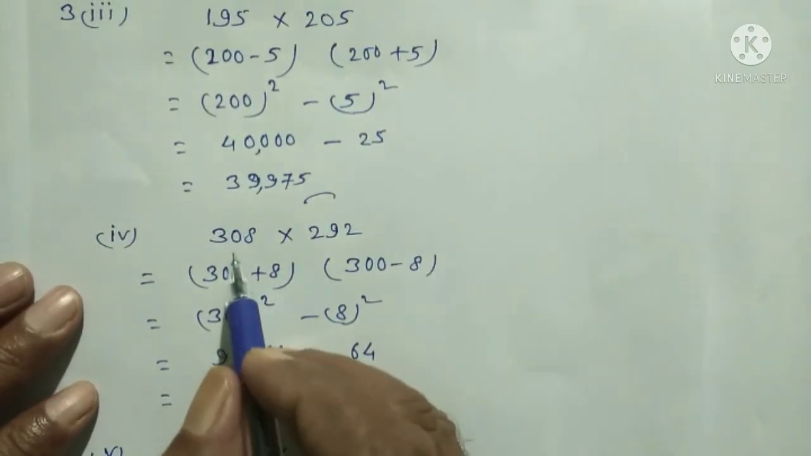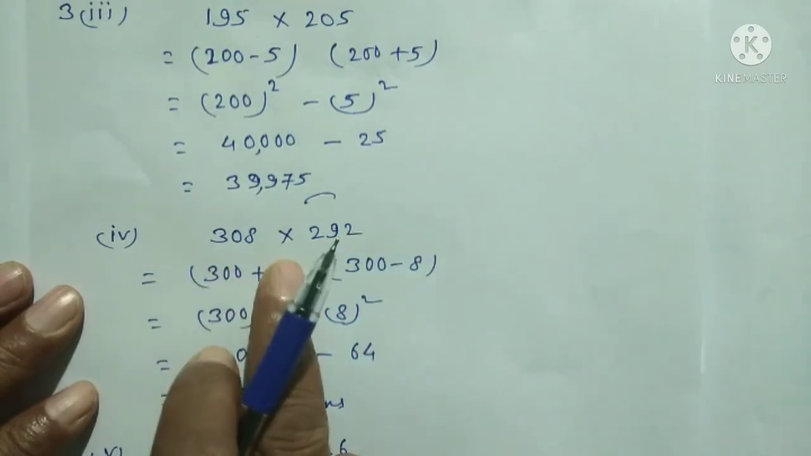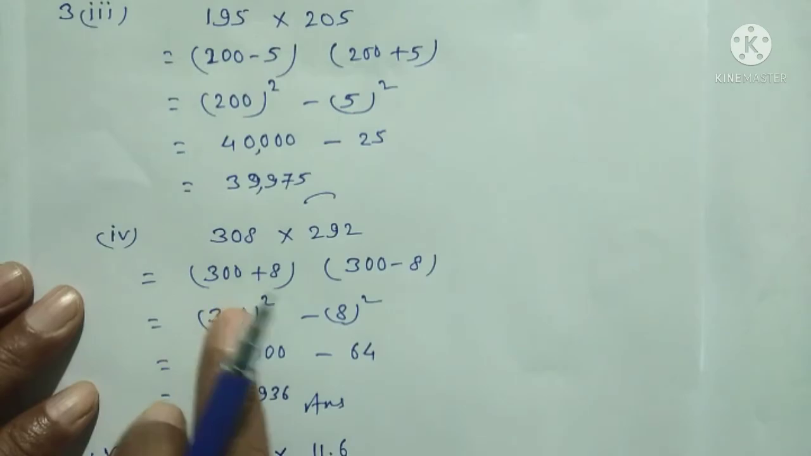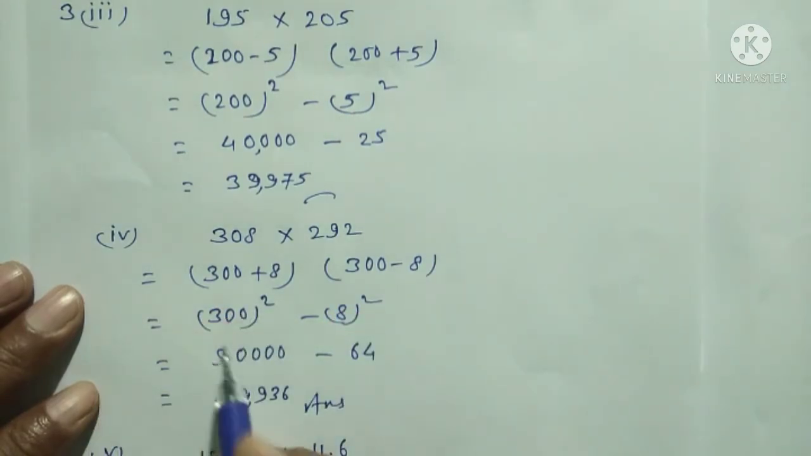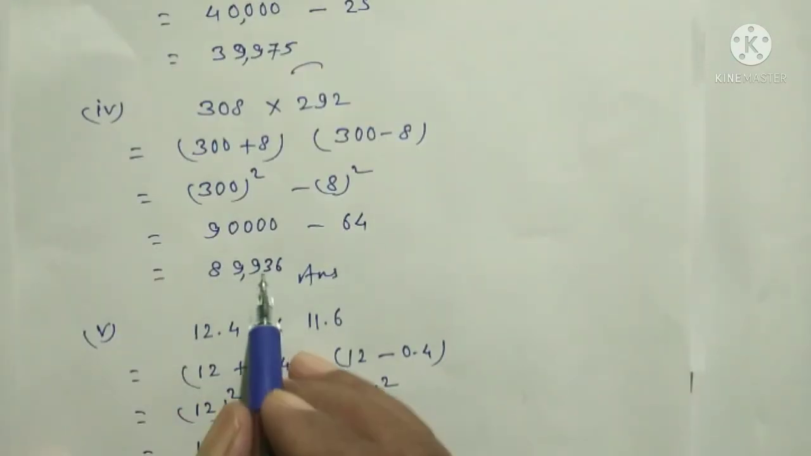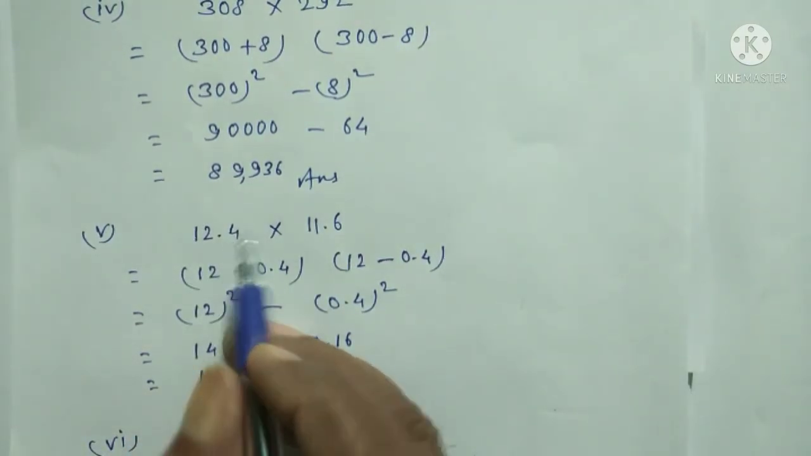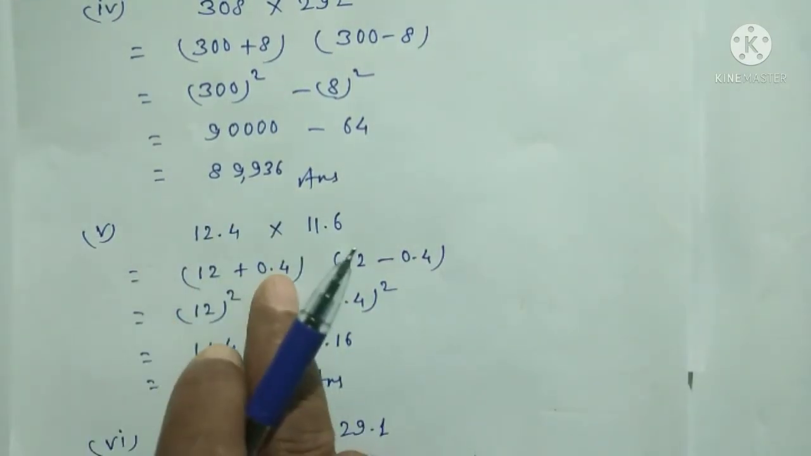Next is 308 into 292. 300 plus 8, 300 minus 8. a square minus b square. 3 threes are 9, and four 0s. 8 eights are 64. Subtract it. You will get 89,936.